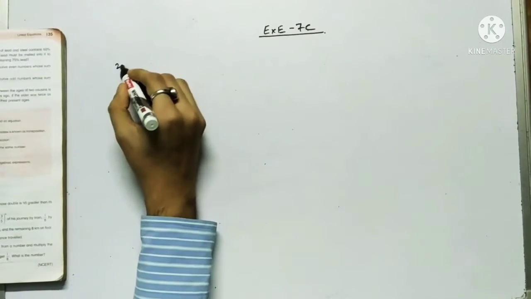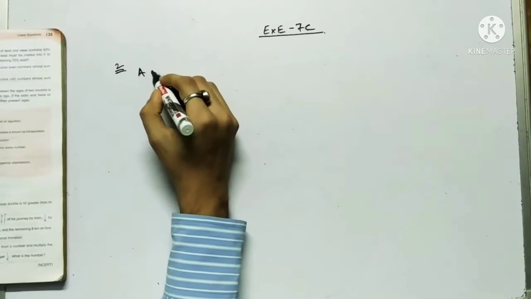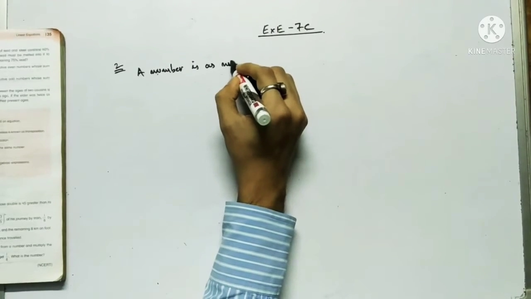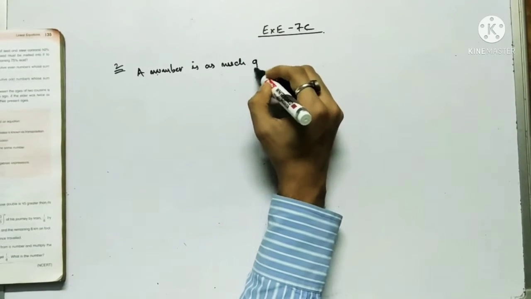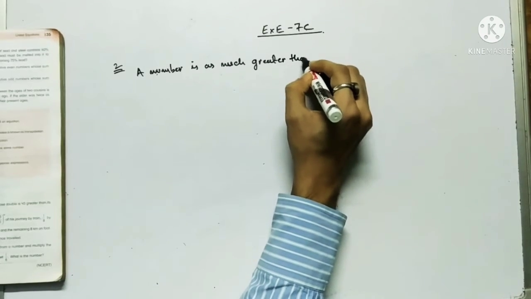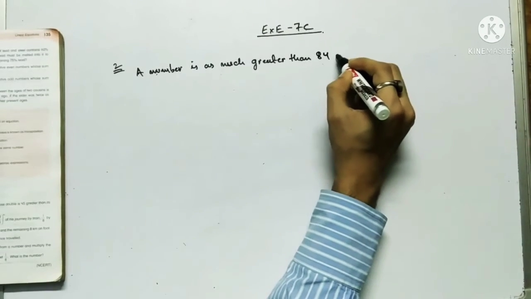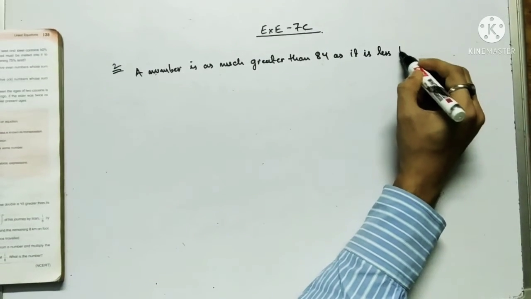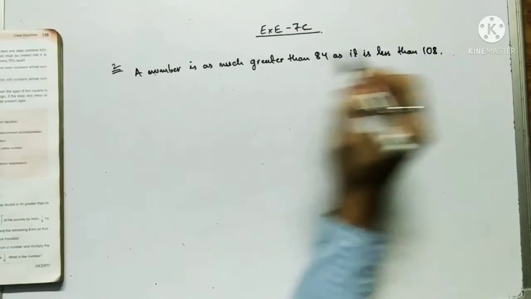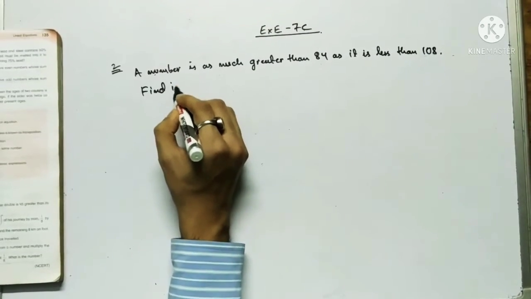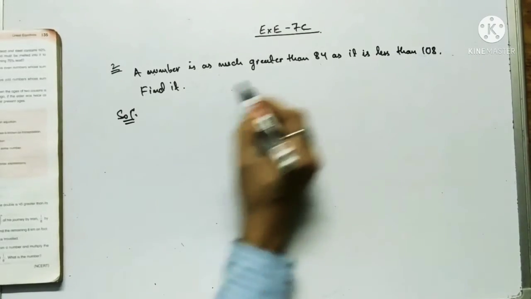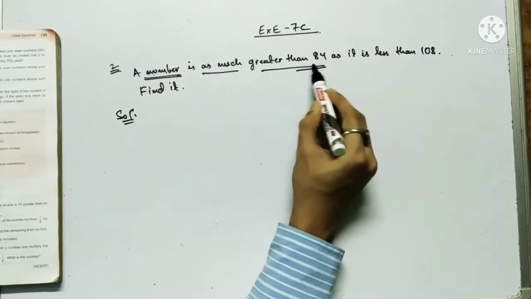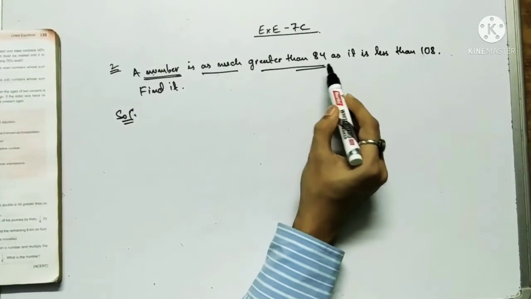So next it is, you see, question number 2. A number is as much greater than 84 as it is less than 108. Fine. A number is as much greater. This number is as much greater than 84. As much greater than 84.